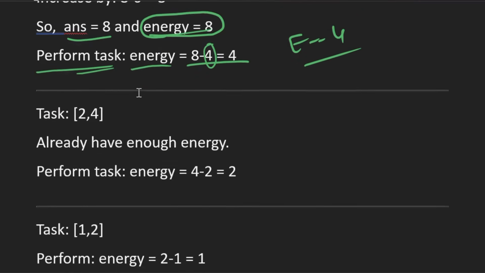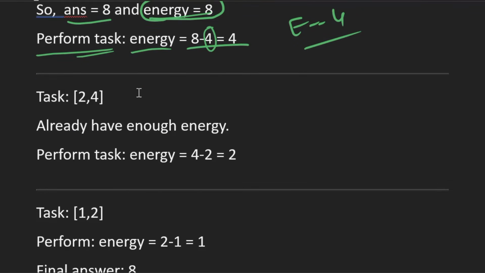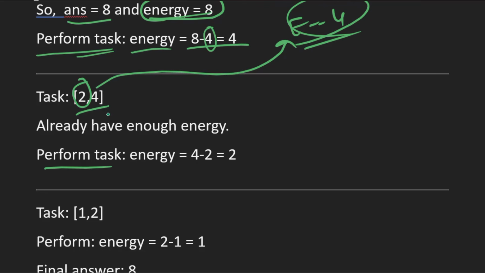So now we move to the next task. The next task is 2 comma 4, and it requires a minimum energy of 4, and we already have that energy, so we directly perform this task. When we perform this task, how much actual energy will it take? It will take 2. So how much are we left with? Earlier we had 4, this requires 2, so we are left with 2.